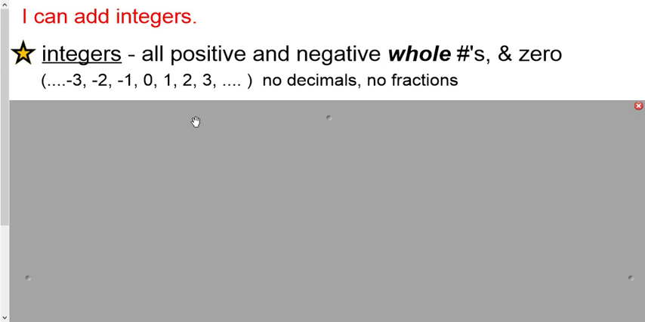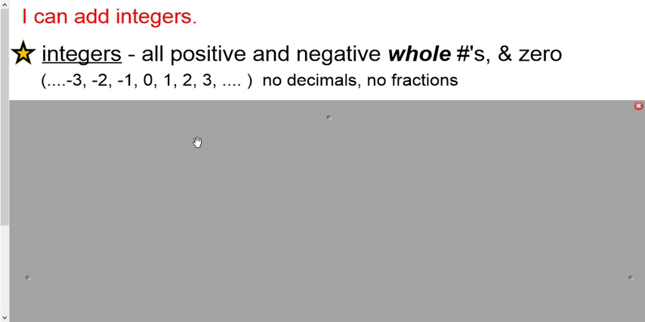So here's the example numbers right here. You'll notice I've got the dots trailing off at the beginning and at the end, meaning it's infinite. It goes in both directions. But no decimals, no fractions. That's what we're talking about adding. So let's get straight into learning how to add integers.